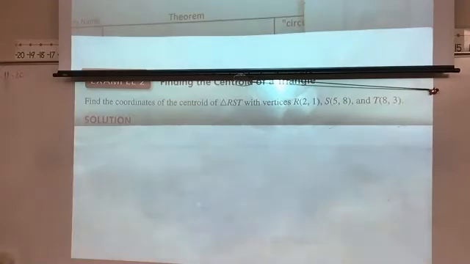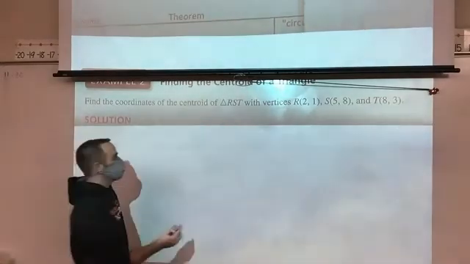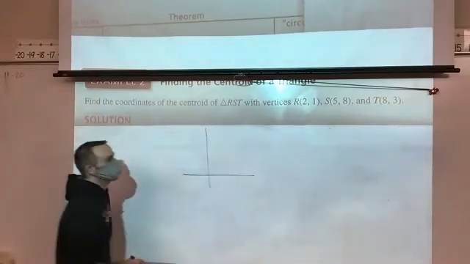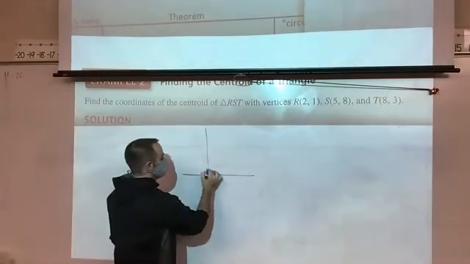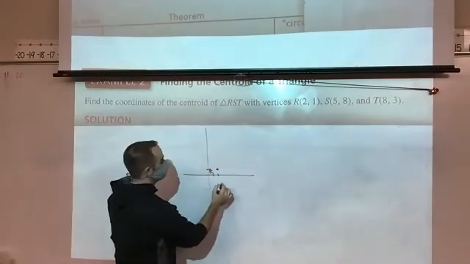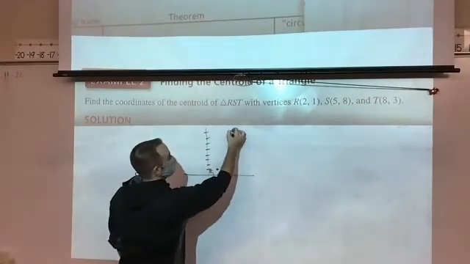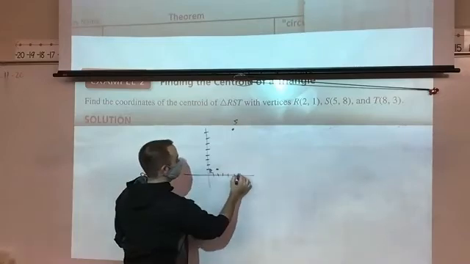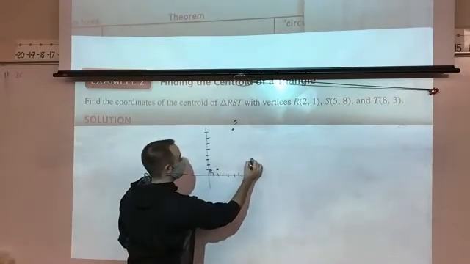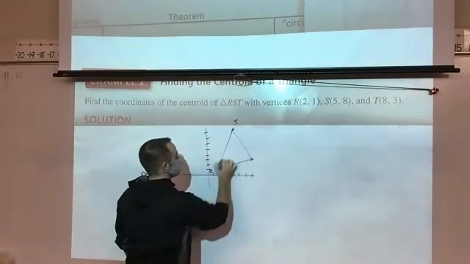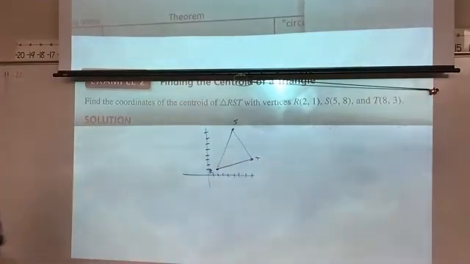So we've got the vertices R, S, and T. So I'm going to sketch those out first, so we can get a visual on it. I got 2, 1. I've got 1, 2, 3, 4, 5. 1, 2, 3, 4, 5, 6, 7, 8. 5, 8, and then 5, 6, 7, 8, 3. All right, so I've got R, S, T. I've got that triangle here. I'll give you a second to copy that down if you're going to.